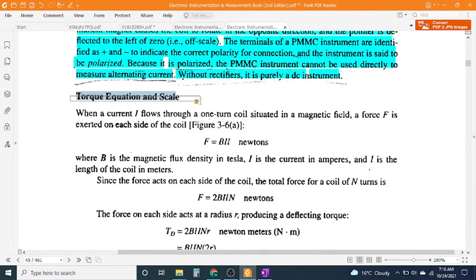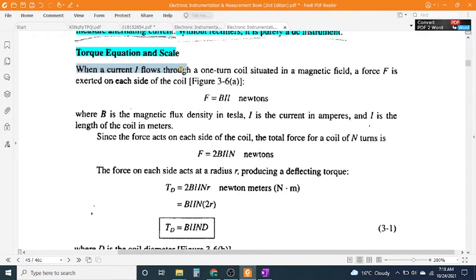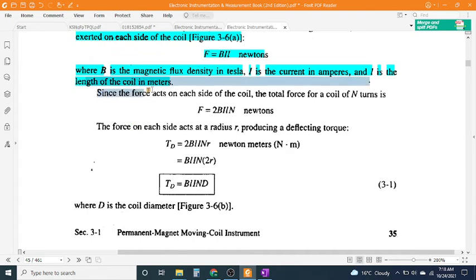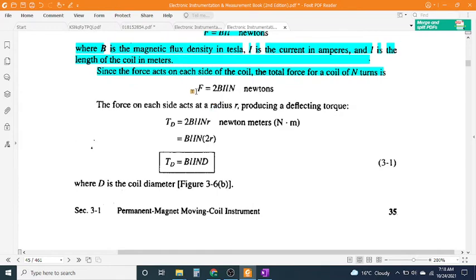Torque equation and scale. When a current flows through a one-turn coil situated in a magnetic field, a force F is exerted on each side of the coil. Figure 3-6A. F equals BIl newtons, where B is the magnetic flux density in tesla, I is the current in amperes, and l is the length of the coil in meters. Since the force acts on each side of the coil, the total force for a coil of N turns is F equals 2BIlN newtons.